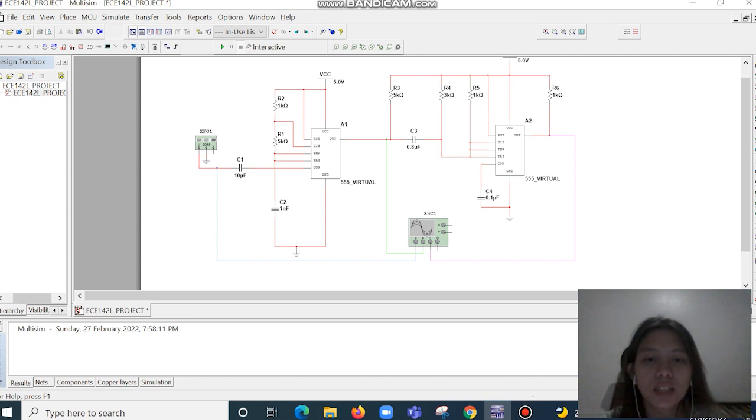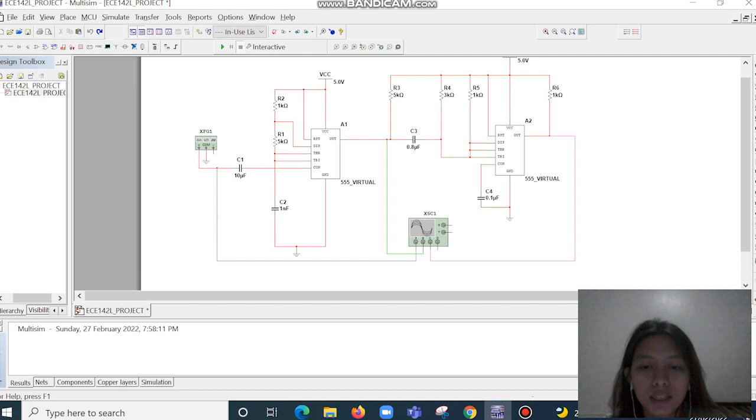The input signal is applied to the astable stage and its output is the input of the monostable stage, which at its output gives us a pulse position modulated signal, or PPM signal.